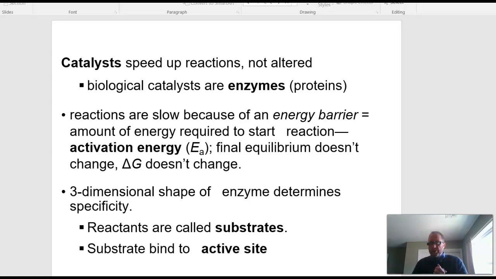Hey guys, I'd like to talk to you about kinetics and how catalysts speed up chemical reactions. So in biology, there's many catalysts. One catalyst is zinc. There's also catalysts in your catalytic converter in your car that help clean up the pollution coming from your car. When a catalyst is a biological molecule, we call it an enzyme.